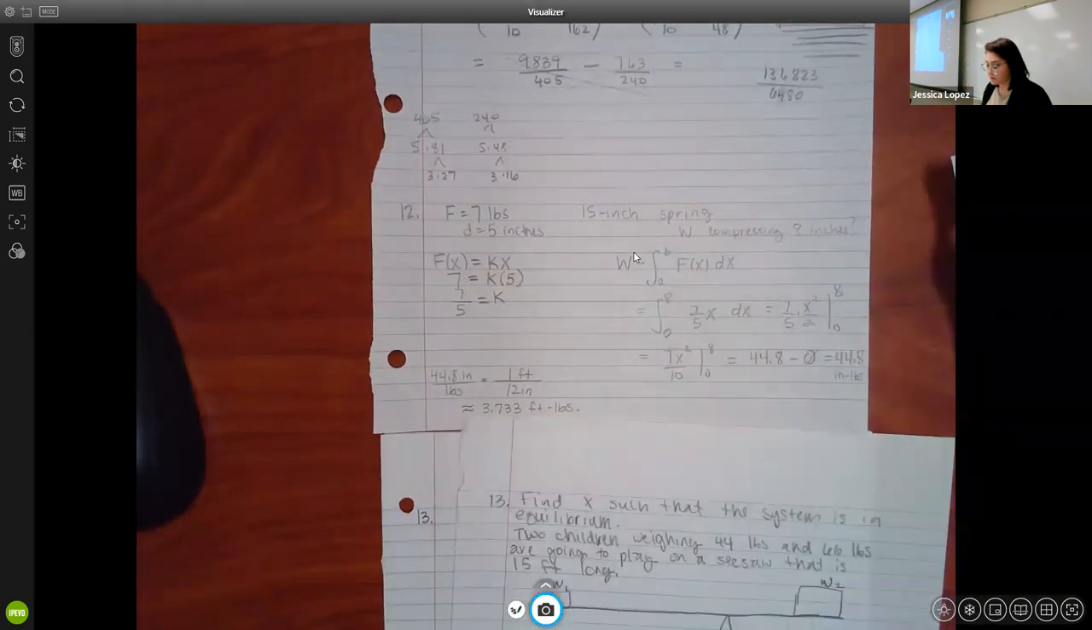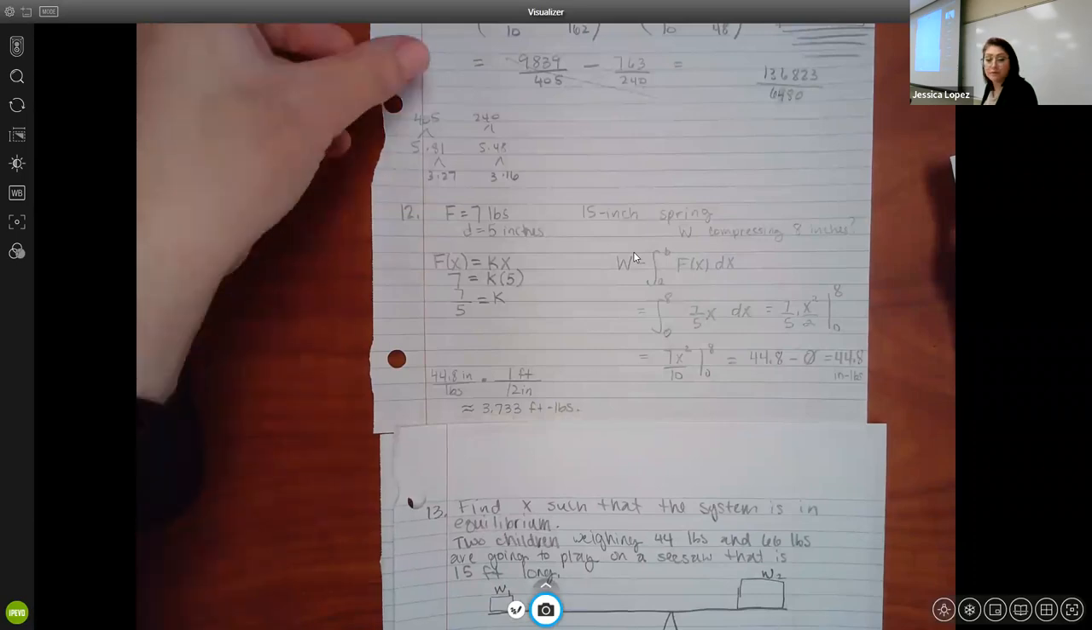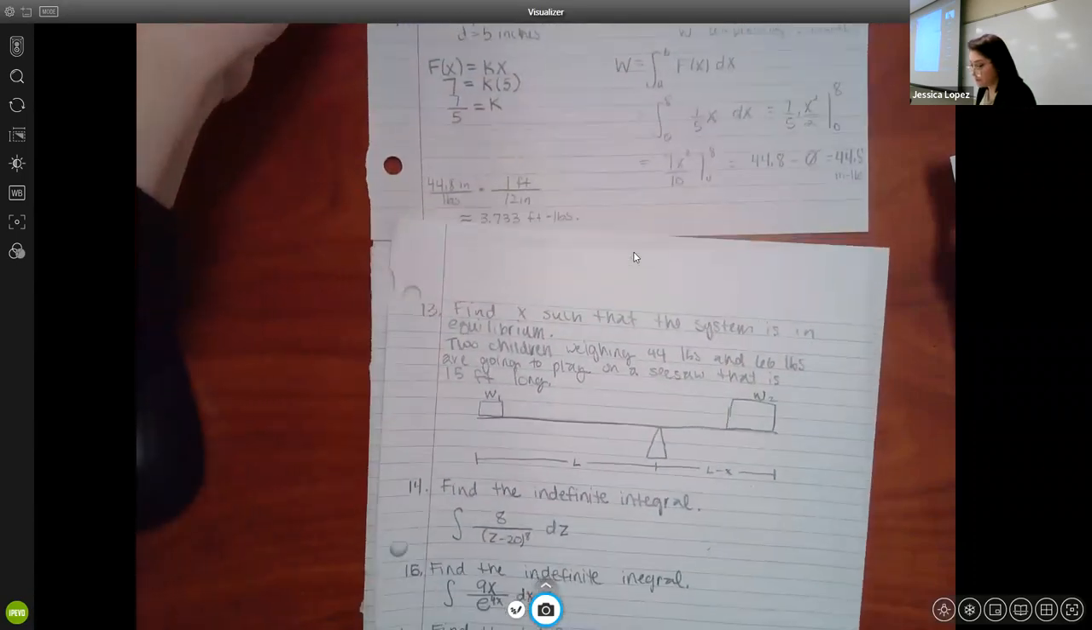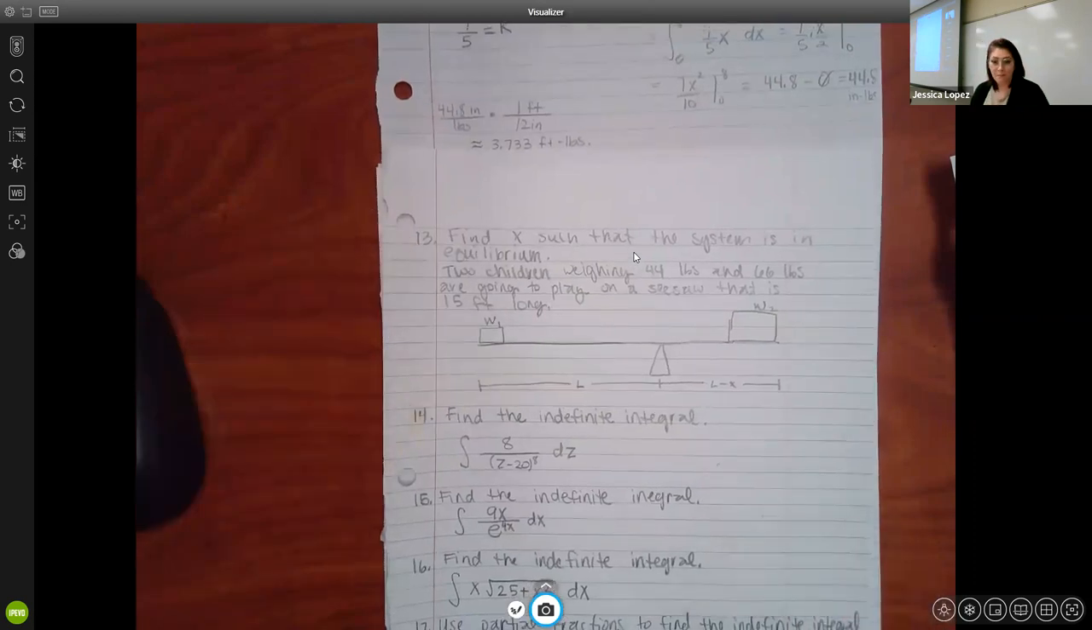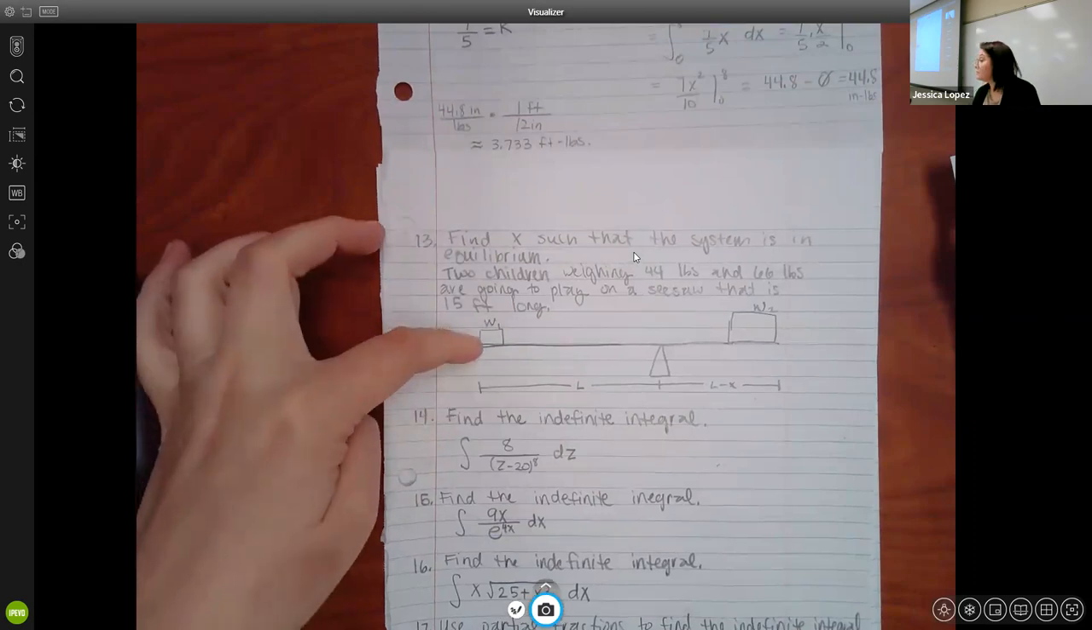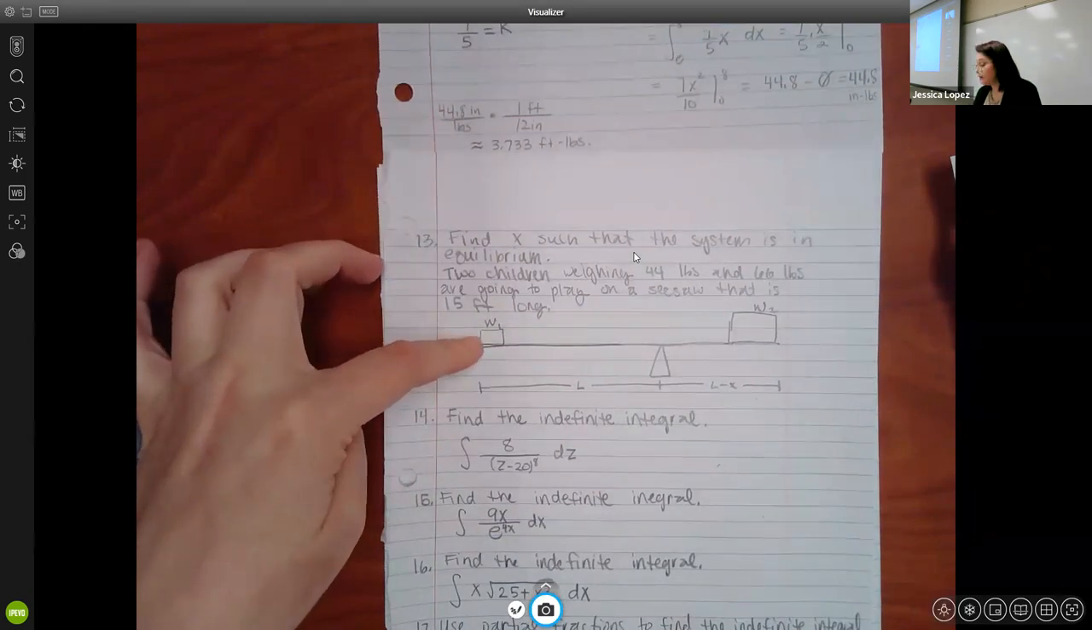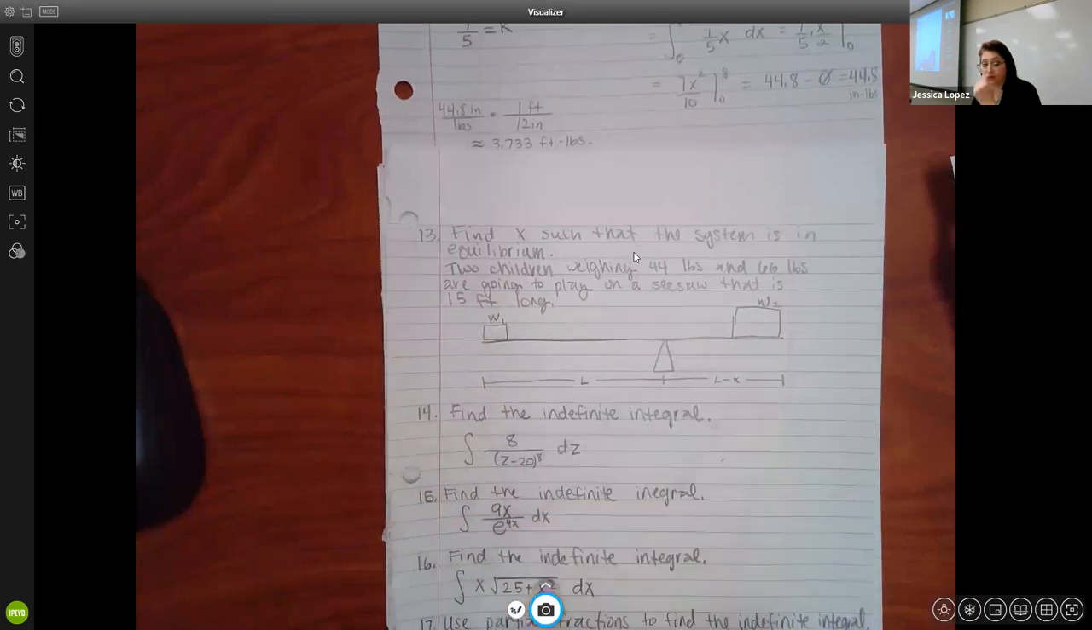Now, number 13 is also pretty easy in the words. I'm gonna scoop this up. So this one says, find X such that the system is in equilibrium. It says two children weighing 44 pounds and 66 pounds are going to play on a seesaw that is 15 feet long. And it has the image there and it tries to convey the lighter person, weight one, is over here, and the heavier person with weight two is over there.